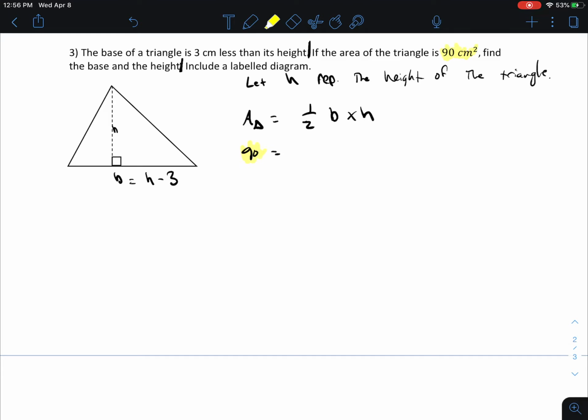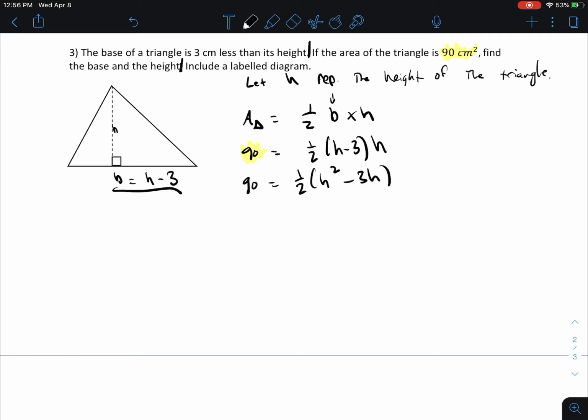Right there. Okay. The other piece of information it tells me is about the base of the triangle. So now I can make my substitution here. The base is right here. Base is equal to h minus 3. And then I multiply that by the height. Right? So I'm just going to get 90 is equal to 1/2 of h squared minus 3h.